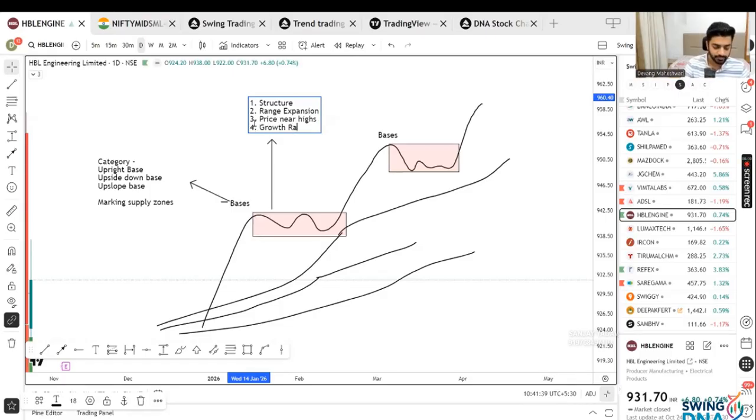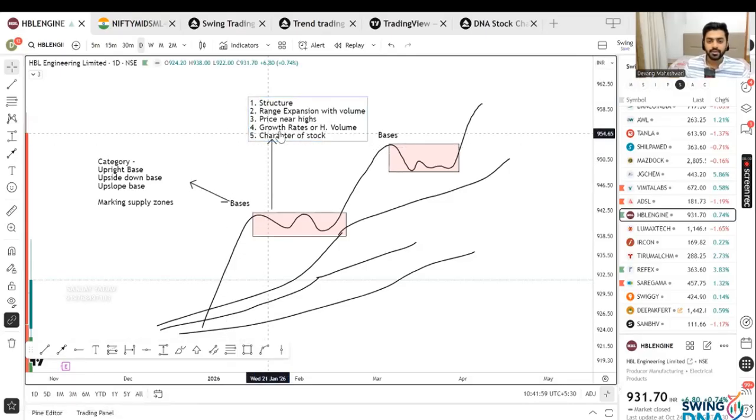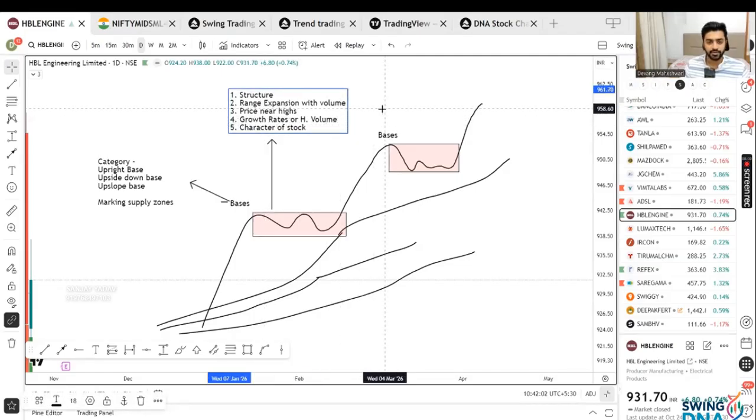Growth rates, or very high volume. Range expansion with volume. And character of stock. These are typically 5 things. If there is any more, then I'll add as we go through examples. But these are the 5 points which we need to understand more about the bases so as to actually trade upon. So it's not like every consolidation that you will see, you have to trade it.